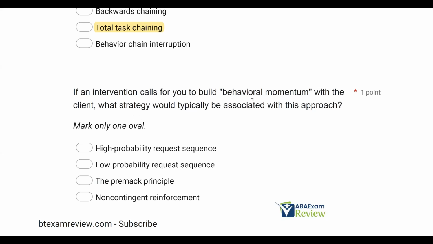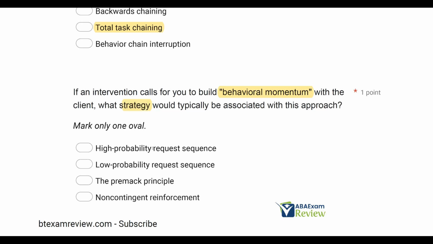If an intervention calls for you to build behavioral momentum with the client, what strategy would typically be associated with this approach? So we want to build behavioral momentum. When we talk behavioral momentum, what do we mean? Well, we're trying to build the client up so we can get them to engage in our desired responses. And so when we're building behavioral momentum, what is a key way we can do that? What we can do is get them responding by asking them very easy things first, followed by the more difficult responses. When we do that, what strategy is that?